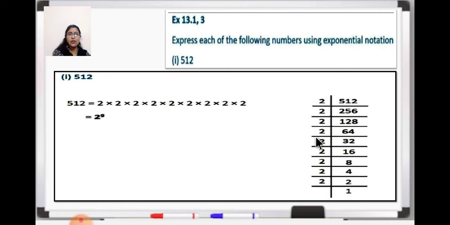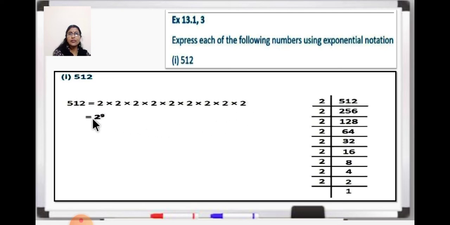So you can see these all are prime factors. And this we will write in the form of multiplication first. You can see here 2 is written 9 times. So you will write 2 multiplied by 2, till 9 times you are going to write 2.